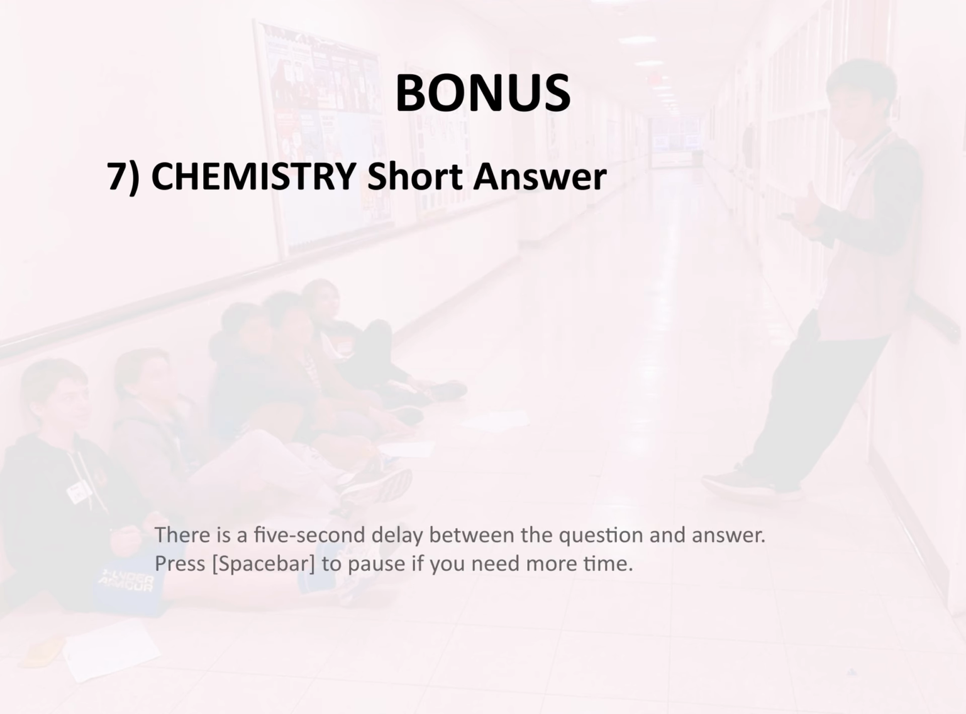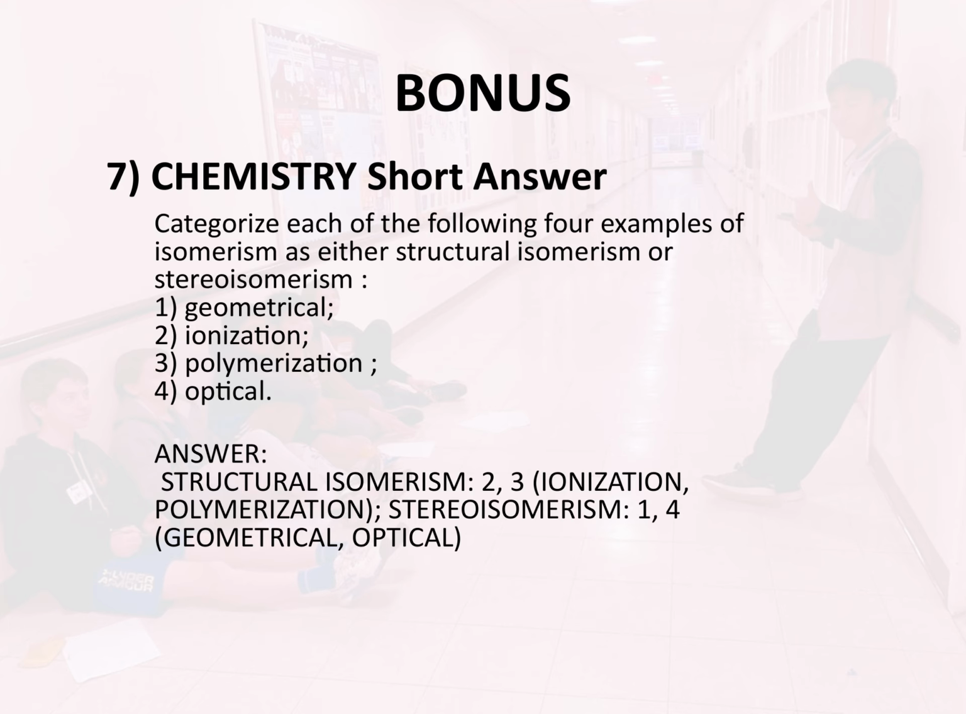Bonus 7. Chemistry. Short answer. Categorize each of the following 4 examples of isomerism as either structural isomerism or stereoisomerism: 1. Geometrical, 2. Ionization, 3. Polymerization, 4. Optical. Answer: Structural isomerism: 2, 3. Stereoisomerism: 1, 4.